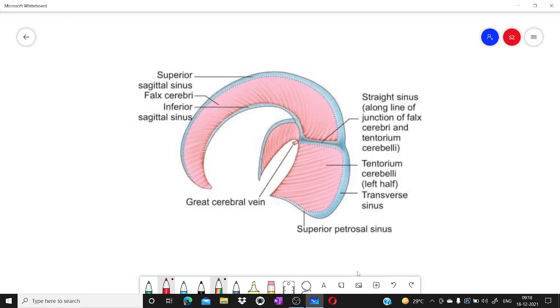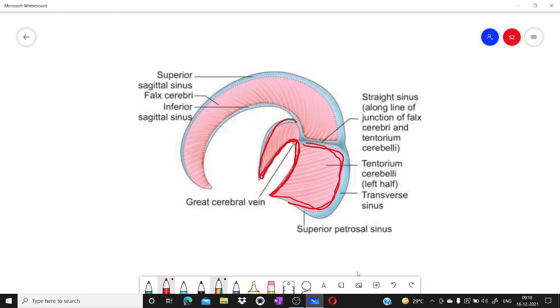So you can see there's some dural folds here. First dural fold which you are going to see is the tentorium cerebelli. You can see on either side, this is the tentorium cerebelli. So this is the anterior free margin which is U-shaped, okay? And this is the attached margin. You can see the attached margin here.